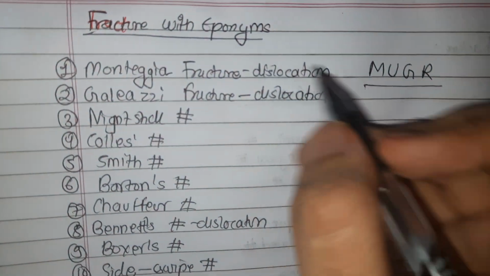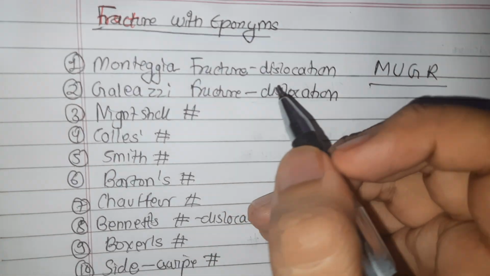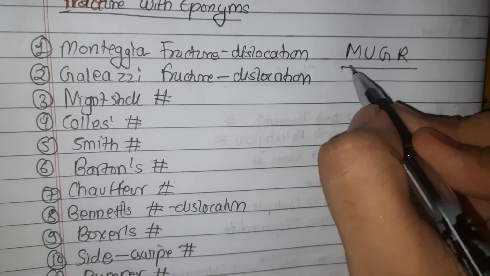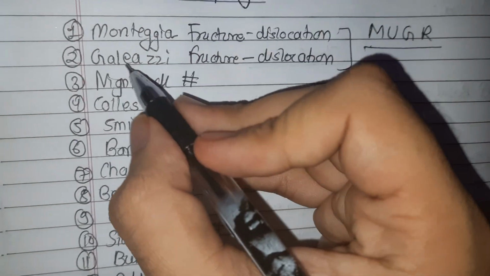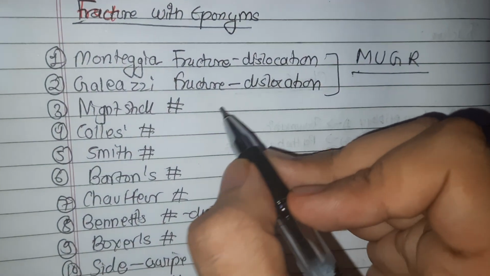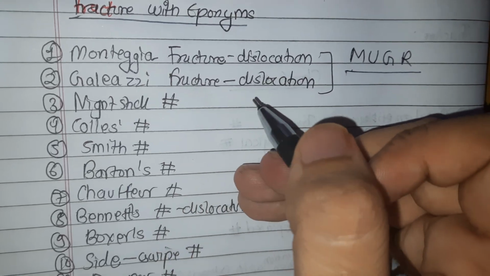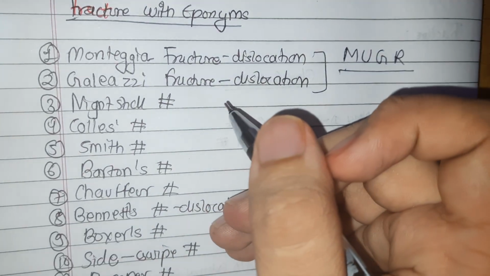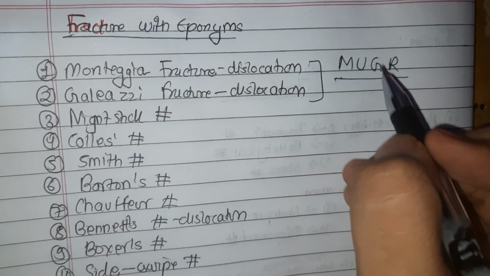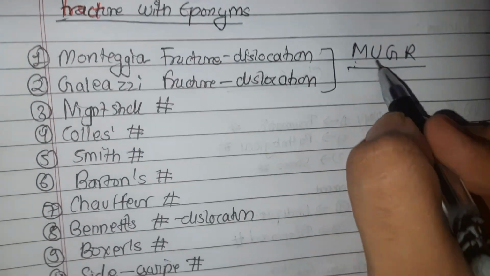This is the fracture of the proximal third of the ulna with dislocation of the head of the radius. We have a mnemonic for reviewing these two fractures. Next we have the Galeazzi fracture dislocation. This is the fracture of the distal third of the radius with dislocation of the distal radio-ulnar joint. We will talk about this in detail in the respective chapter, but for now the mnemonic is MUGR.